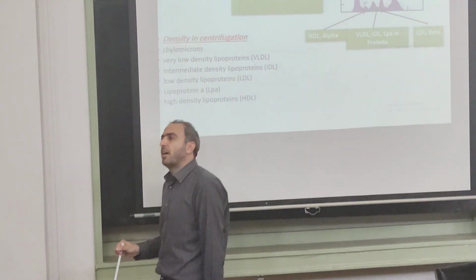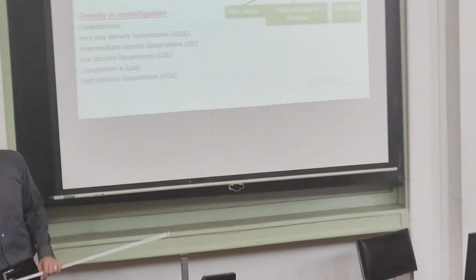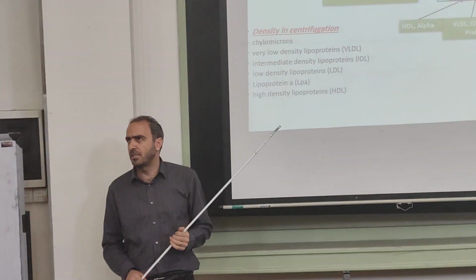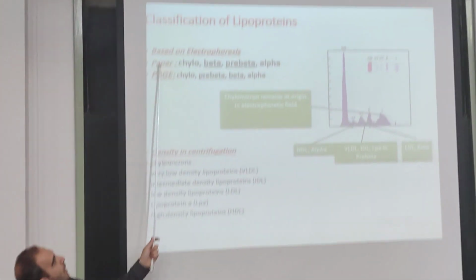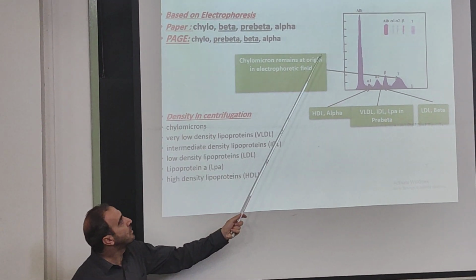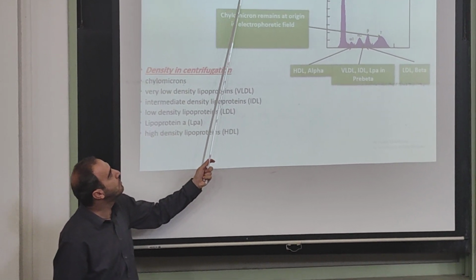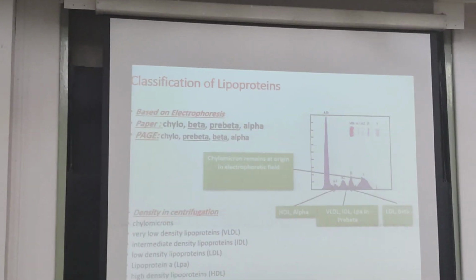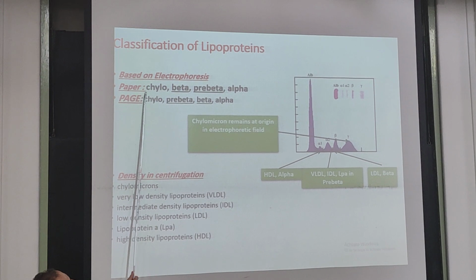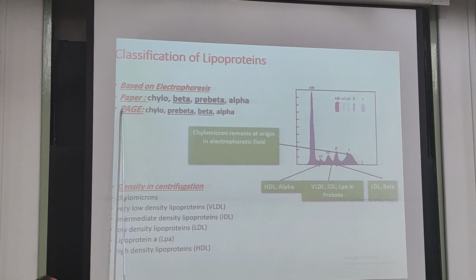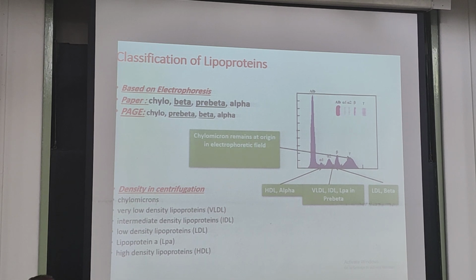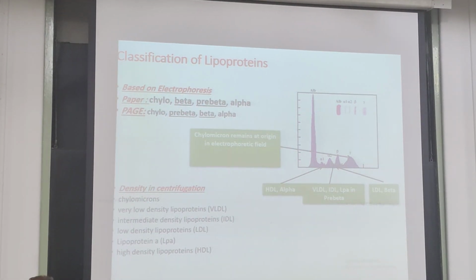We can classify lipoprotein in different ways. One of them is based on electrophoresis. On electrophoresis, we have chylomicron, beta, pre-beta, and alpha lipoprotein. Okay? And it can be done on PAGE. And the other way is based on their density, on centrifugation.